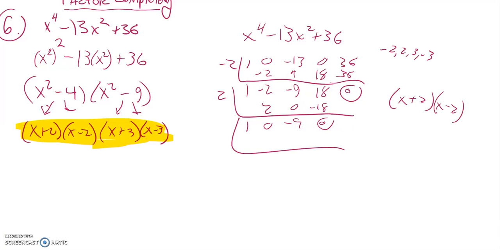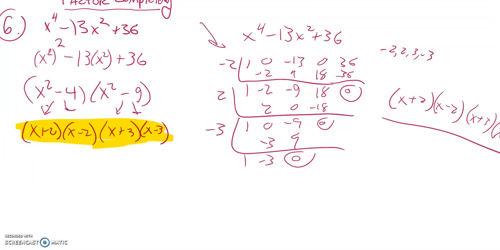Then we have a 3 and a negative 3. I'll throw the negative 3 into it. Bring it down. Notice that I took the x plus 3 out of it, and then what's left is an x minus 3. I got the same answer. So this is it in factored form.